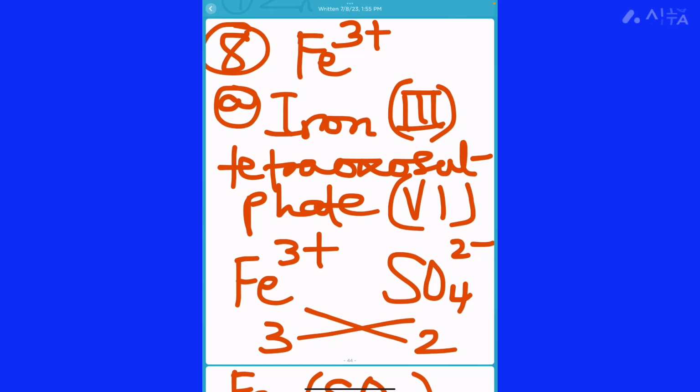Let's answer the remaining questions. Exercise 1: writing molecular formulas, calculating valencies, and using oxidation numbers. Question A says that we should write the molecular formula of iron(III) tetraoxosulfate(VI).